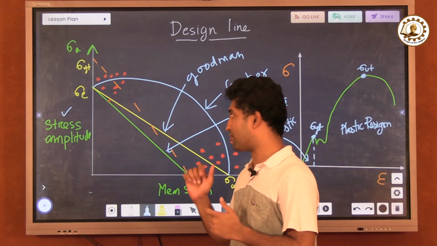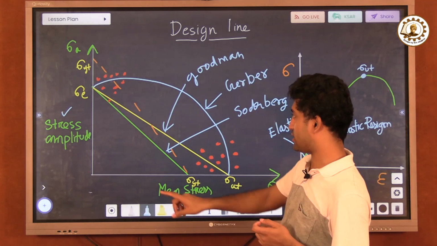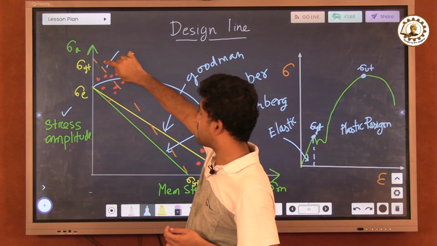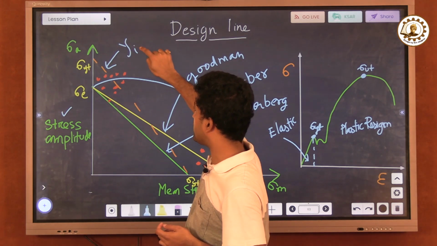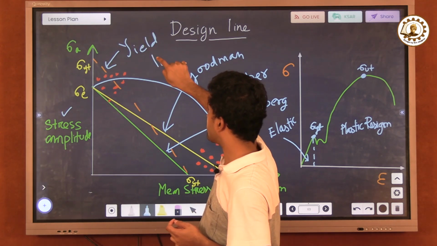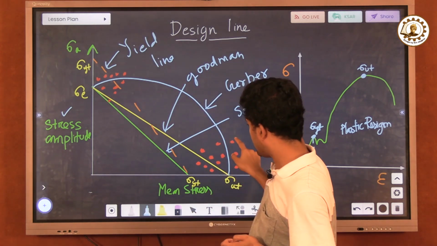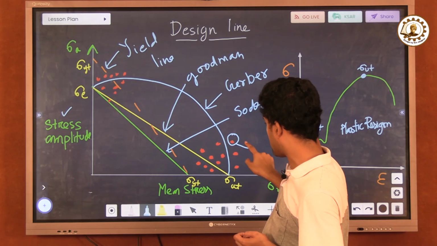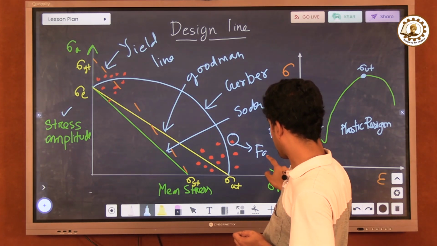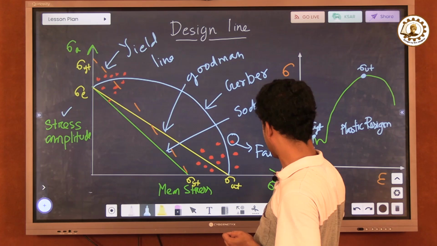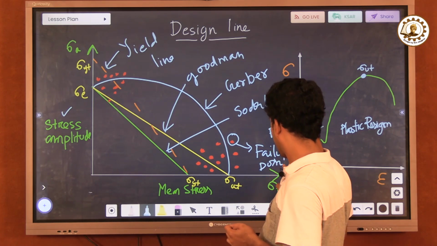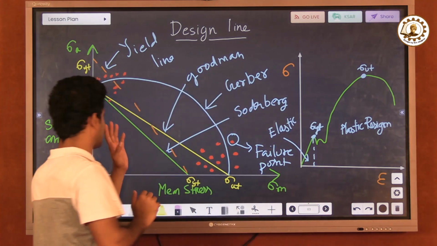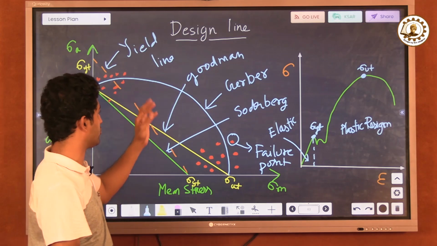Now let us understand one by one. One more line is there. The name of this line is the yield line, Y-I-E-L-D. Now the third and the most important thing is the failure points, the red points. Failure points. Now let us go in depth on this one.